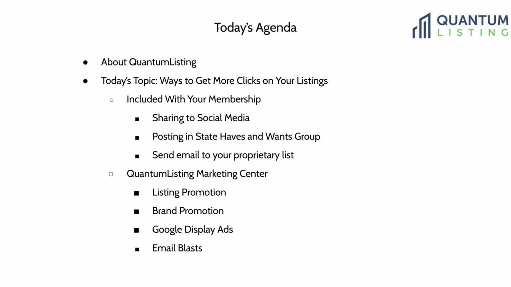Included with your membership would be sharing to social media using our social media icons, posting in your state haves and wants group, and sending an email to your proprietary list. And the premium items are listing promotion, brand promotion, Google display ads, and email blasts. And even though they're premium features, they're all super affordable and will fit in just about anybody's budget.